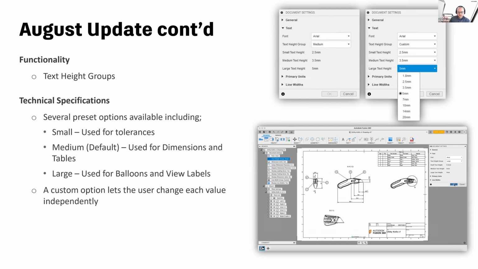Now, again, we had the ability to do the medium, the large, all of those, but if you had a little bit of a different view of what those should look like, you weren't able to change that, or you didn't have as much control. So this just lets you independently change those text heights so that you had a little bit more control of what the drawing's overall look and feel looks like. So again, nice little productivity enhancement.